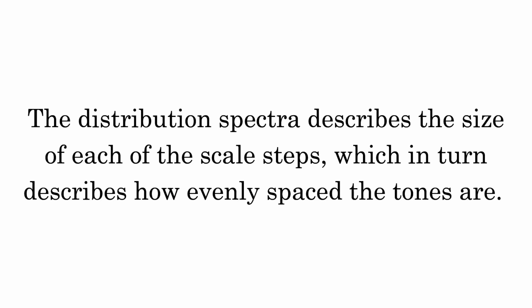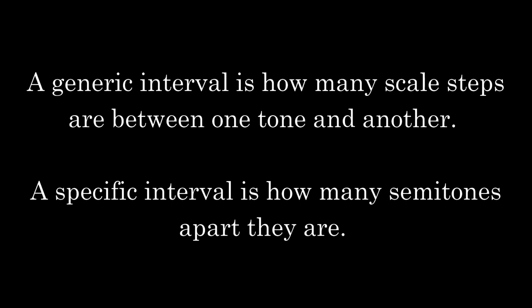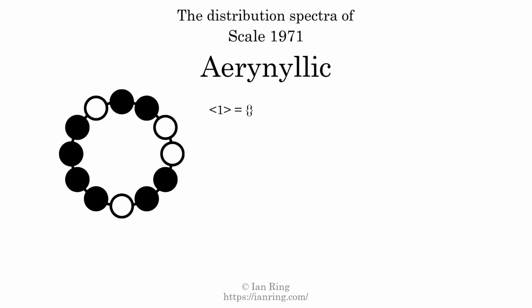The distribution spectra describes the size of each of the scale steps, which in turn describes how evenly spaced the tones are. A generic interval is how many scale steps are between one tone and another. A specific interval is how many semitones apart they are. The generic interval of one scale step comes in 3 different specific interval sizes. 1 semitone, 2 semitones, and 3 semitones.